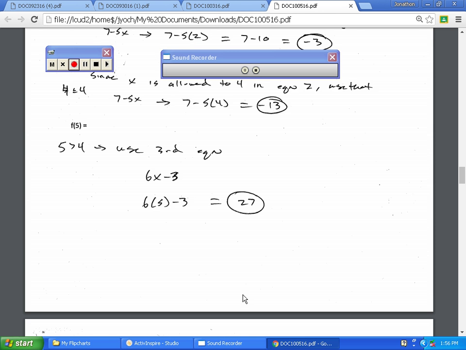Alright, folks, on the Algebra 2 test, there's 107 points possible. That's a 7% possible curve you can earn.